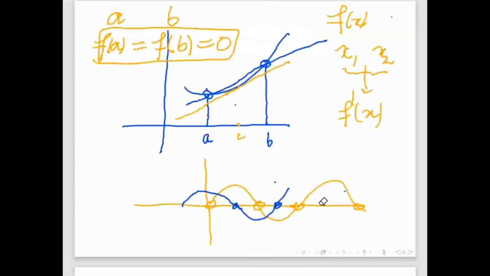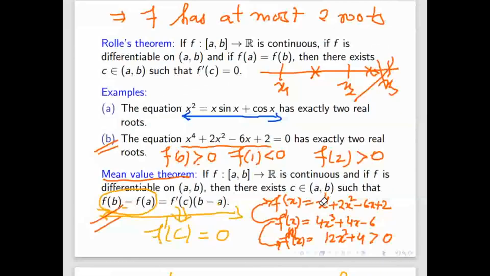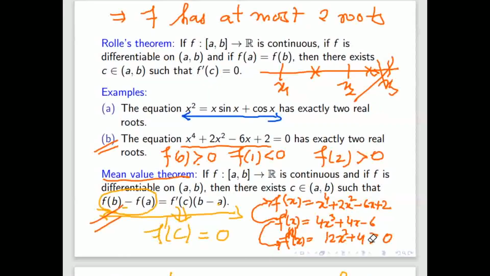Sir, I cannot get why f double dash x has no real roots. The double derivative came 12x square plus 4, right? Tell me the point where 12x square plus 4 equals 0. Can you give me one x? For that it is 0? No, so it doesn't have any root. A root means it would be 0.